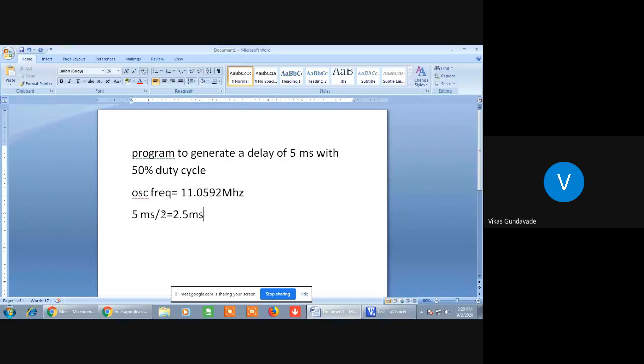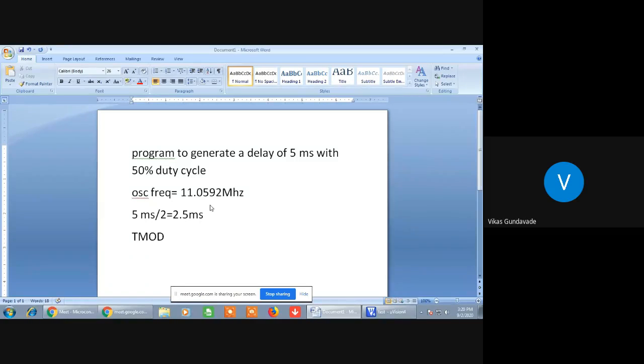Now why are we dividing it by 2? Because we have a duty cycle of 50%. And what is the meaning of duty cycle? It is the ratio of on time to the total time. So here the duty cycle is 50%. What does it mean? The on period will be half the time and the off period will be half the time. So the actual delay will be 2.5 milliseconds for any one level, either high level or low level. Okay. Now we will write a program for that.